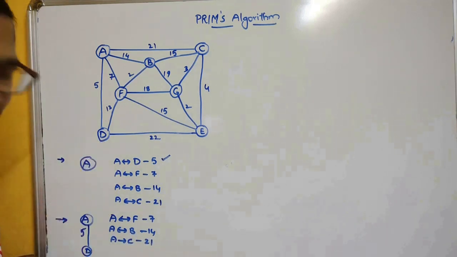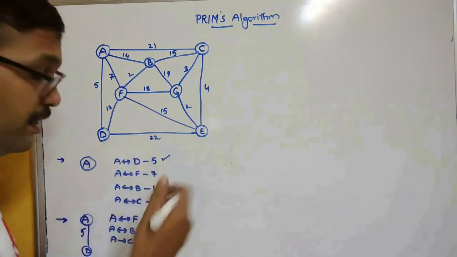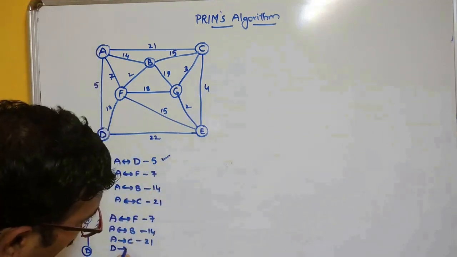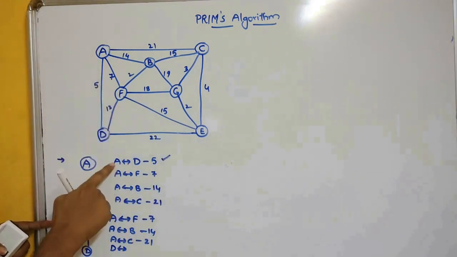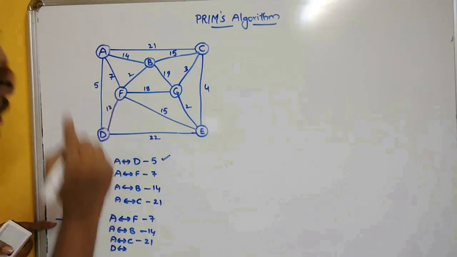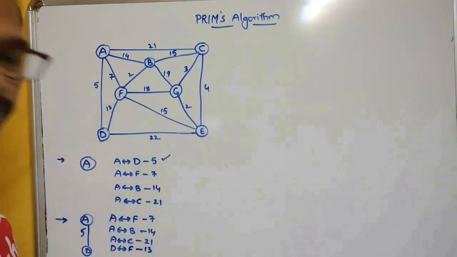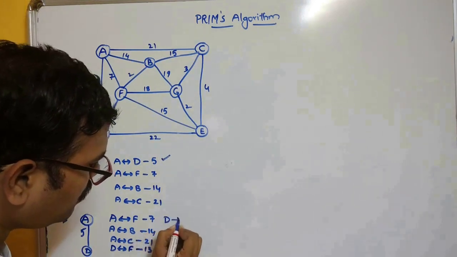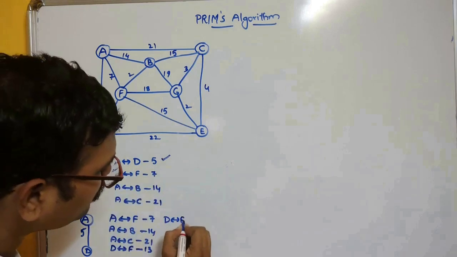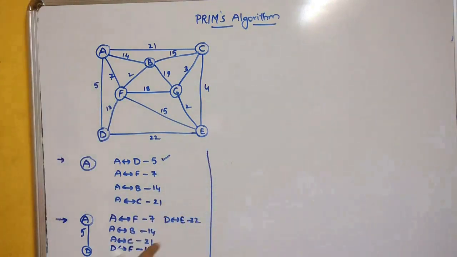Because the new vertex included in our tree is D. So write down the edges from D. So two edges are there. D to A already done. So D to F with 13, and D to E with 22, right?